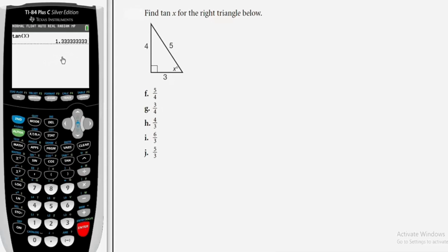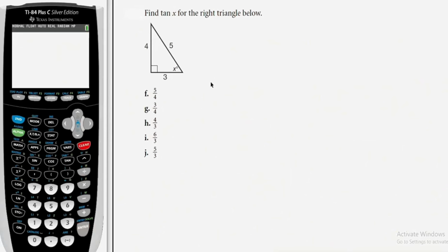So we have the output to be 1.33. And guys, 1.33 is the same thing as 4 over 3. Let's verify, clear this. So 4 divide 3, enter. 1.33. So the correct option is what? Option H, 4 over 3.